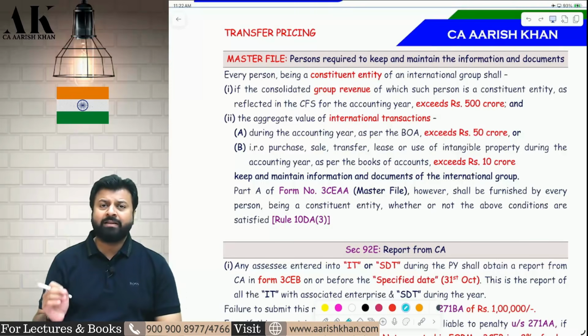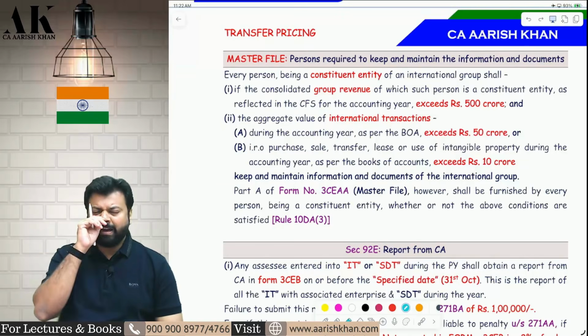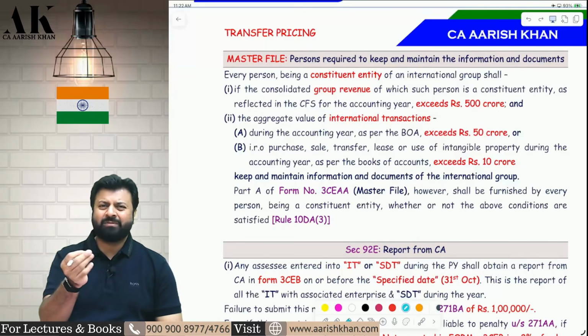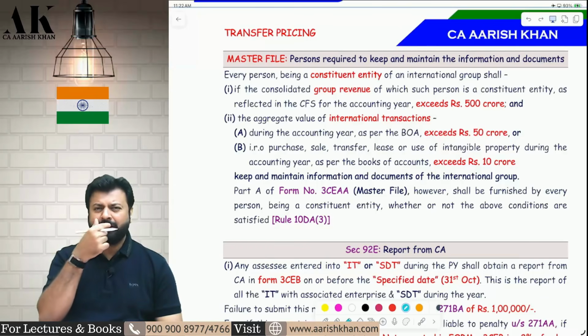And the master file will be filed in the country in which you are resident. Whichever country you are resident. Sony India will file in India. Sony Japan will file in Japan. Reliance Industries will file in India. Apple will file in the US. Whichever country you are resident, you will file. If the subsidiary is resident in India, then the subsidiary will file. If the parent is resident, the parent will file. Now, part A, again I am saying, contains some basic information like name, PAN number, etc. So part A is applicable for everyone.